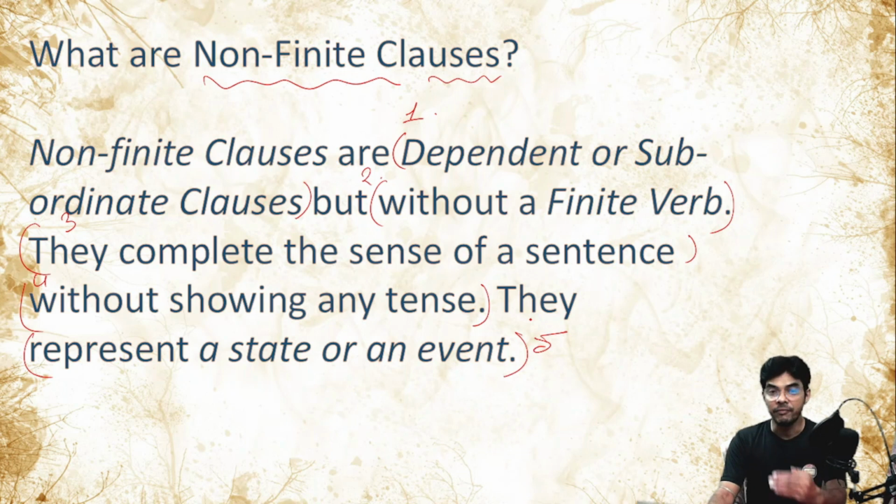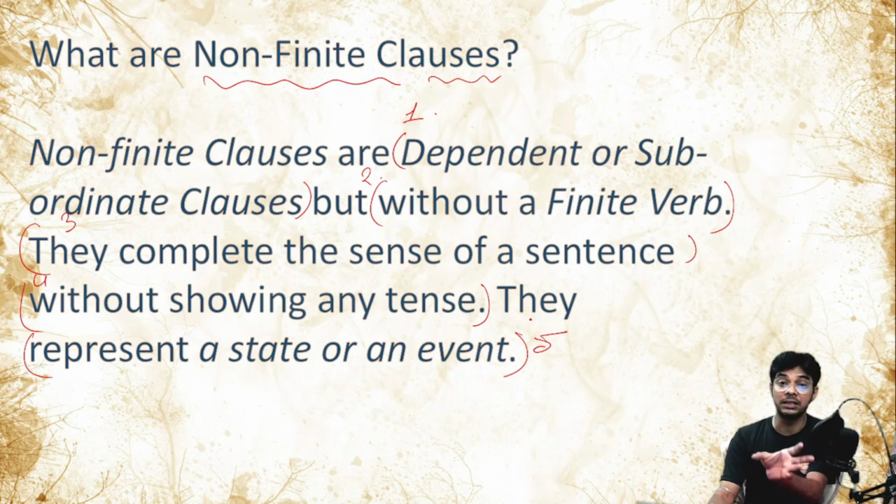How? When we checked the example there, it was written that Rajit loves to play cricket. So Rajit, subject, loves, verb, and the non-finite clause, to play cricket, is the dependent or subordinate clause. And there's no finite verb, so it's without a finite verb. It completes the sense of a sentence.